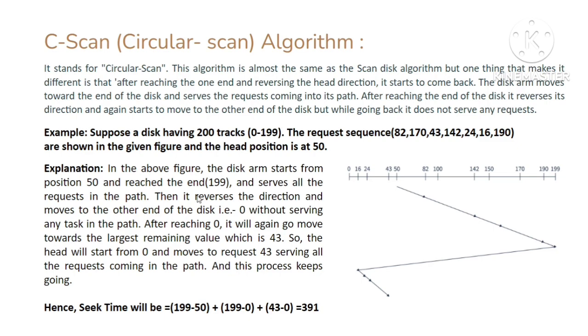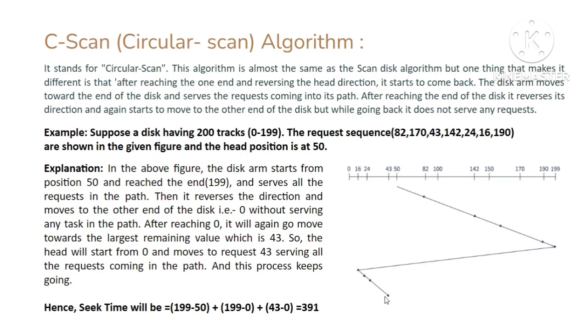Then it reverses the direction after reaching track number 199. It reverses its direction and then goes to track number 0. It will again move towards the largest value, that is 43, and then it will again serve the requests in the upper direction. In this way this algorithm is working.